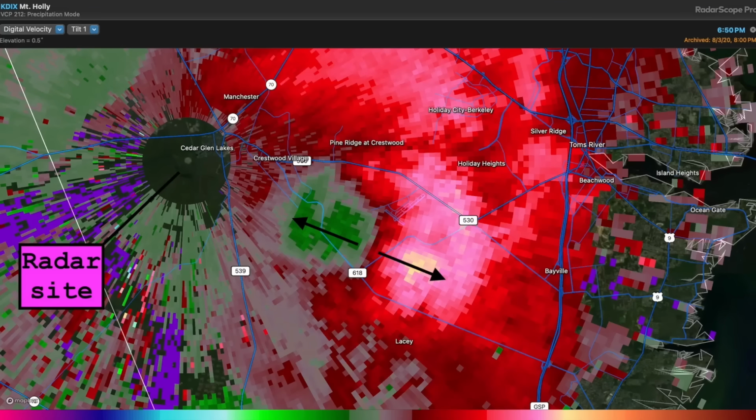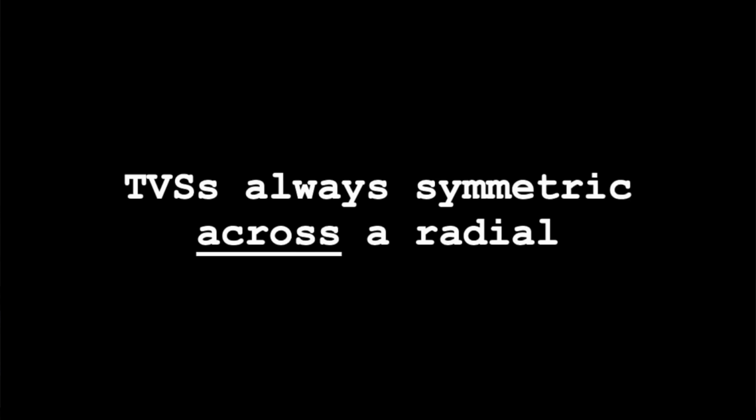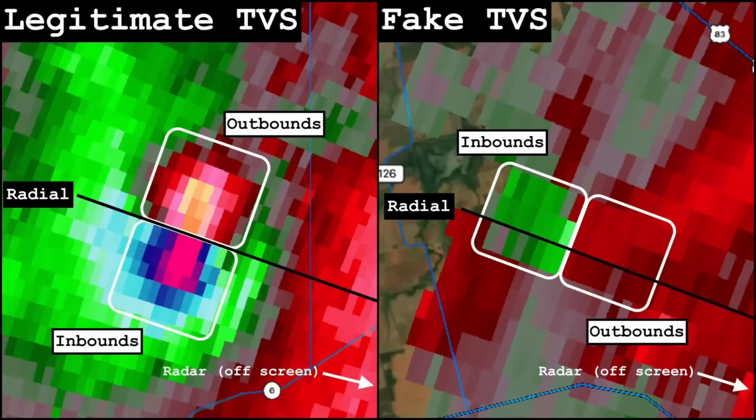However, given that the radar is located just northwest of the couplet, we can clearly tell that this is a divergence signature. Also, TVSs are always symmetric across a radial, whereas convergence and divergence signatures run along radials. If an apparent rotational signature looks like a TVS but is not split in half by a radial, with most or all of the outbounds on one side and most or all of the inbounds on the other, it is not a true TVS.